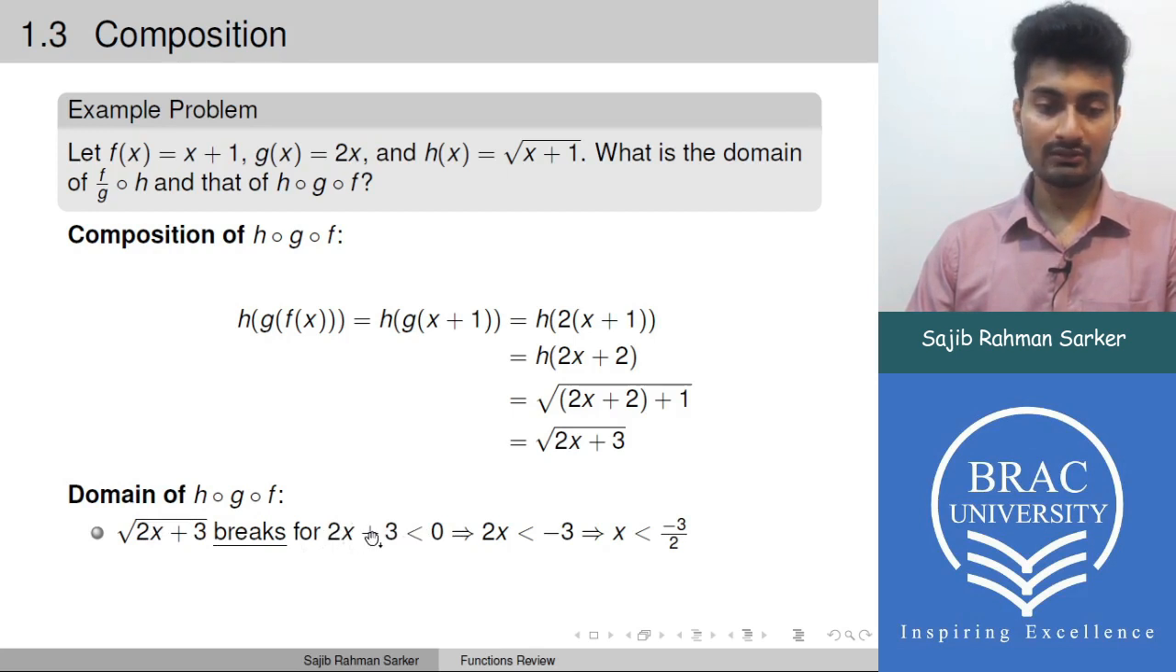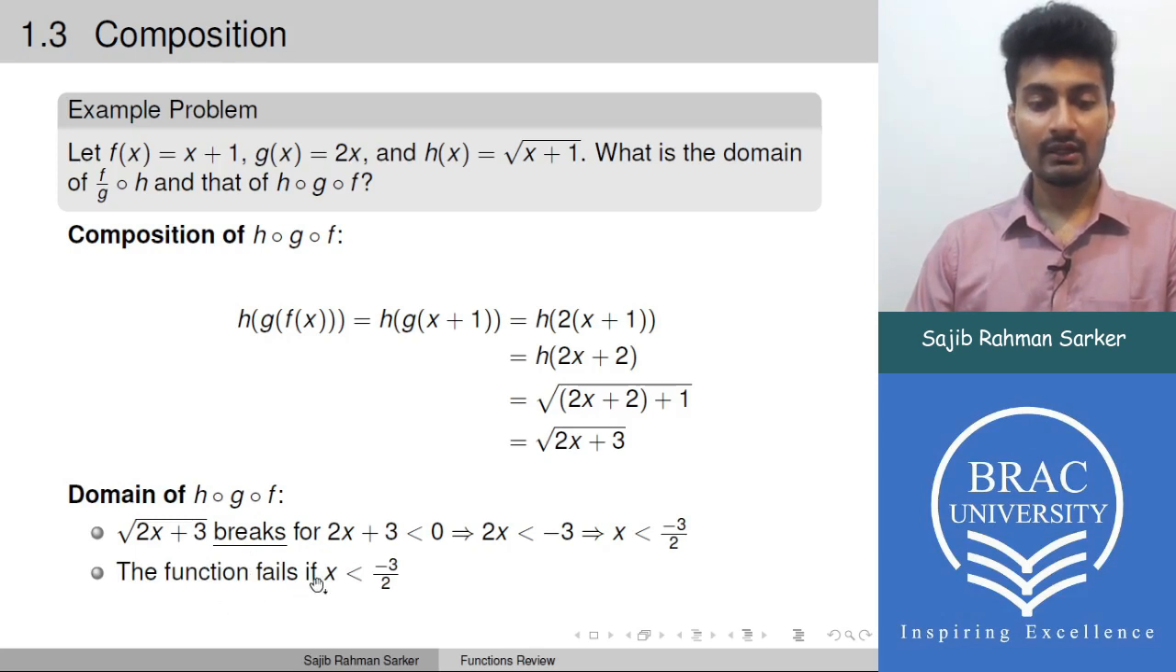So any value smaller than 0 is negative. Now with a little bit of algebraic manipulation, we're going to end up with x smaller than minus 3 over 2. So any value smaller than this number will cause this function to break. We have to avoid this. So basically the function fails if x is smaller than minus 3 over 2.